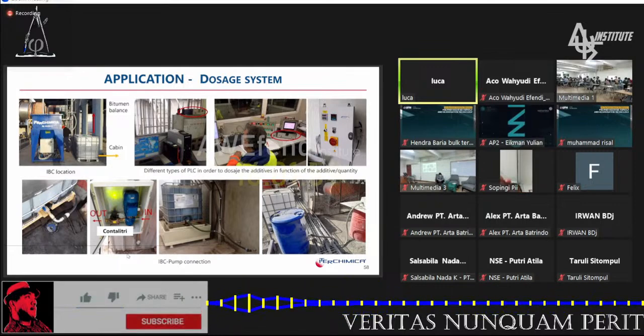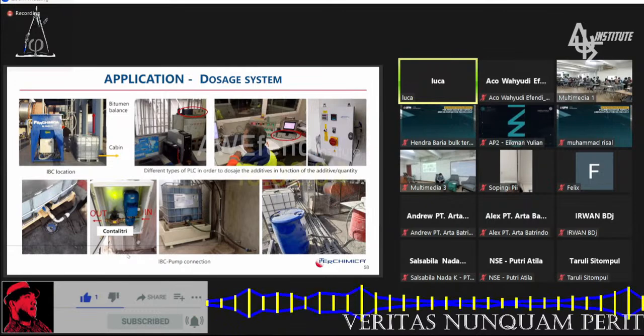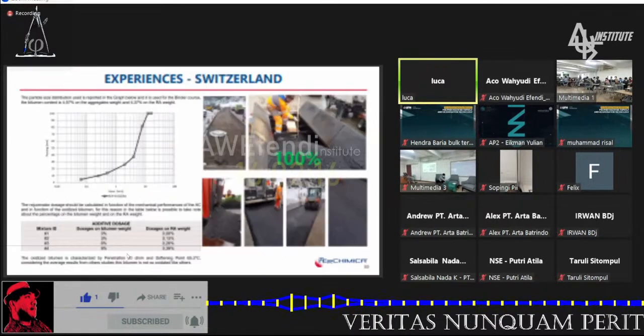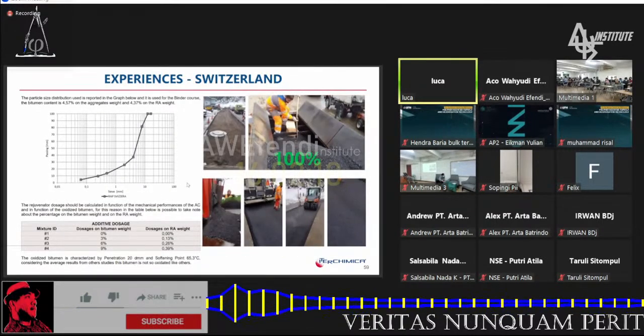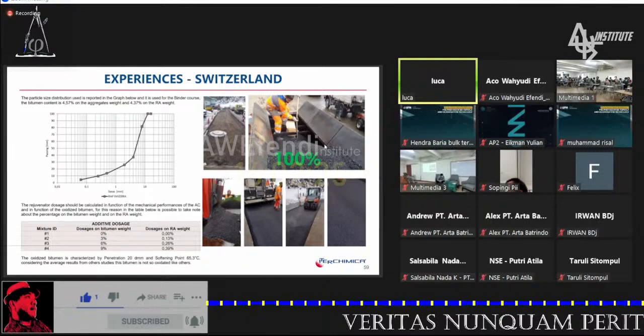Otherwise, for example, in Switzerland, when we use 100%, after the heating system, we spread the rejuvenator on the belt onto the RAP before adding it into the mixer. So it depends on the system we are using, the plant, and the amount of RAP; we can define the best way how to add it. So these are some examples, and then I finish this presentation. In the example of Switzerland, 100% of RAP.